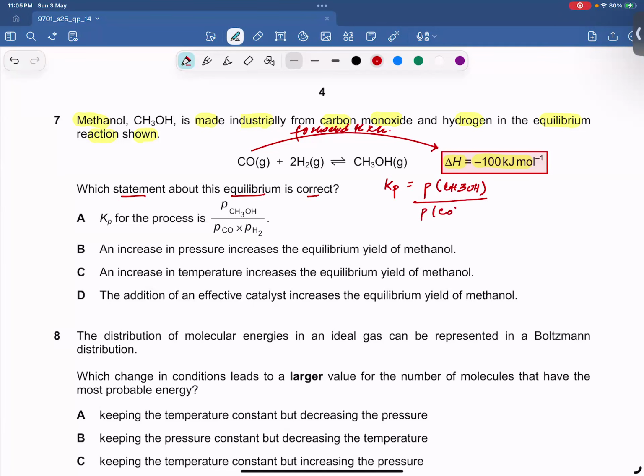Now the reactant has carbon monoxide and hydrogen. So partial pressure of carbon monoxide and partial pressure of hydrogen. Since hydrogen has 2 moles, that number has to be in the power, okay? So this is correct, but this is not correct because the examiner hasn't mentioned the power, which means option A is incorrect.